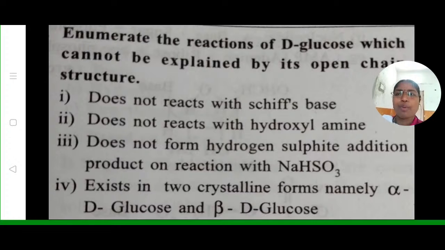These are the 4 points. The open chain structure cannot explain them. First, it cannot react with Schiff's base. Second, it cannot react with hydroxylamine. Third, it cannot form a hydrogen sulfide addition product with sodium bisulfite. Fourth, it exists in two crystalline forms, alpha D glucose and beta D glucose. Writing any 2 points gets us 2 marks.